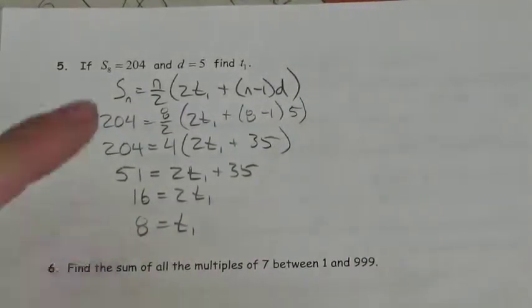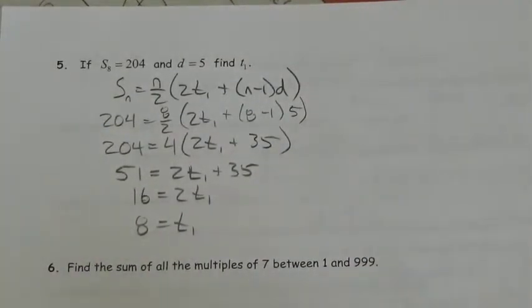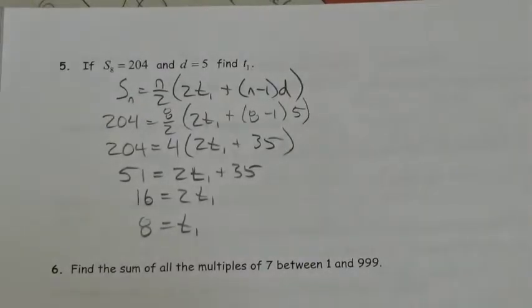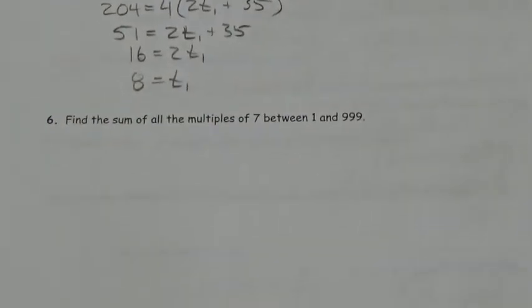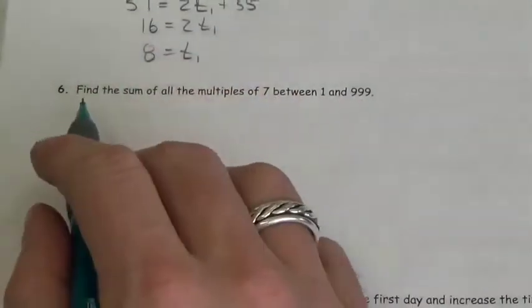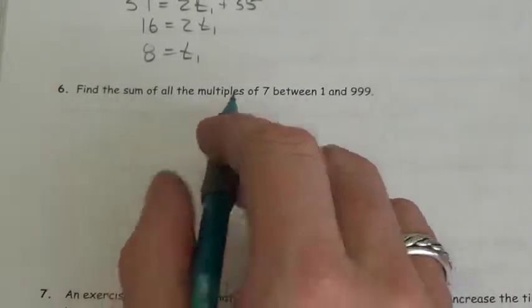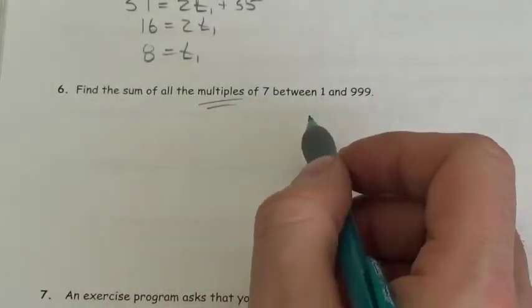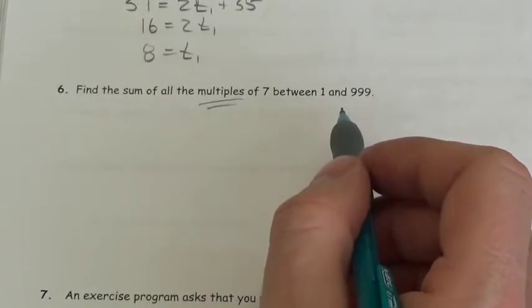And we get that t1, the first term in this particular sequence, is 8. All right. Find the sum of all multiples of 7 between 1 and 999. Okie dokie.